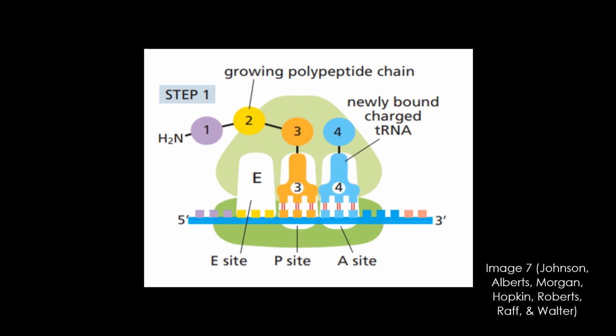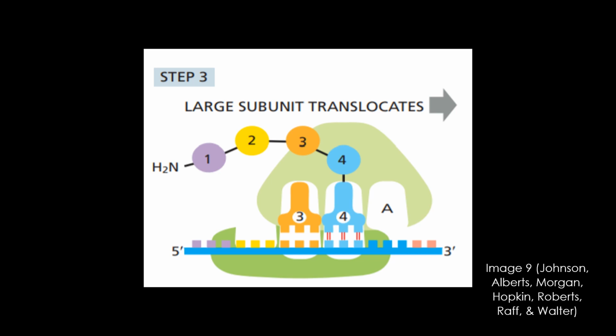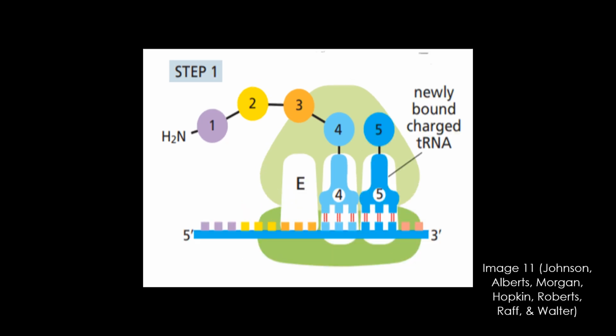In the first step, a new tRNA is bound to the A site. In step 2, the amino acid on the tRNA is then attached to the growing peptide chain. In step 3, the top subunit of the ribosome slides over and it moves the tRNA to site E and P. In step 4, the small subunit of the ribosome slides over and the tRNA in the E site is ejected out. Then the cycle repeats itself and step 1 begins again with the new tRNA strand binding into the A site.